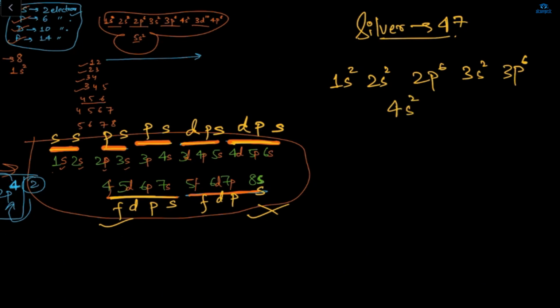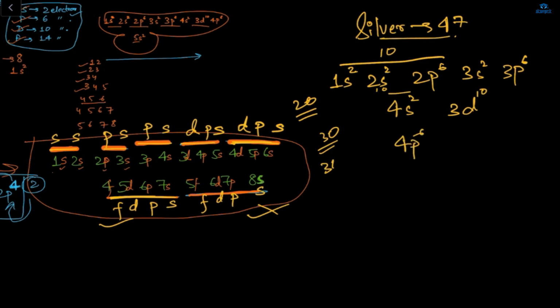4s2. How much is this? 6, 7, 8, 9, 10. This is 10. Again 10. Means 20 is done. Now 3d10. Means 30 done. 4p6, 36 done. 5s2, 38 done. 4d10, 48 done. Now you see.